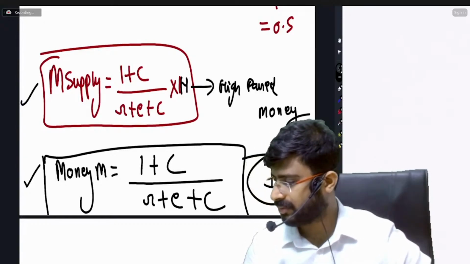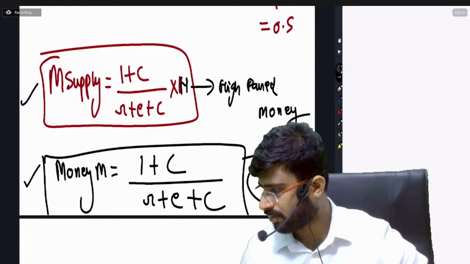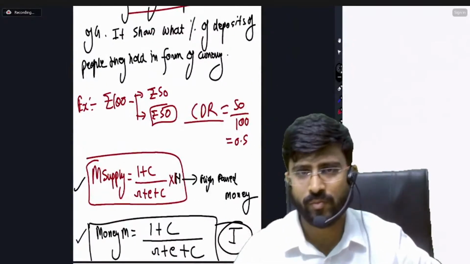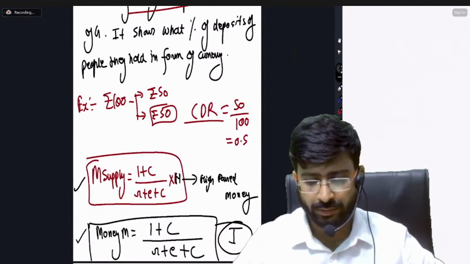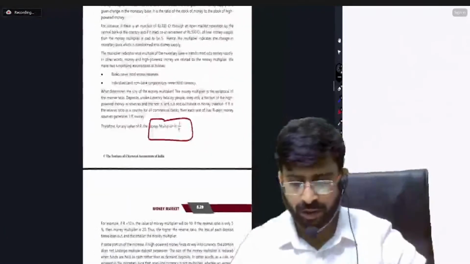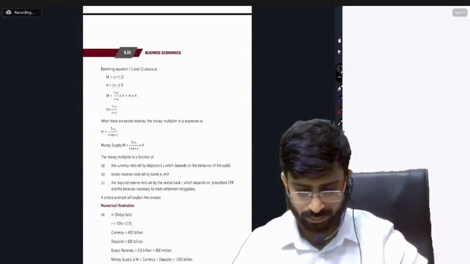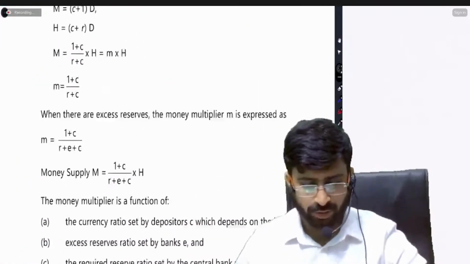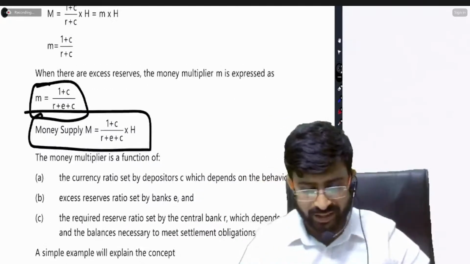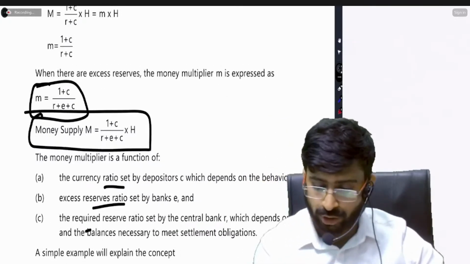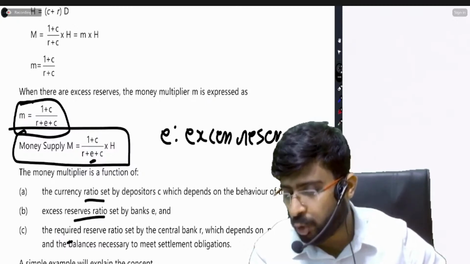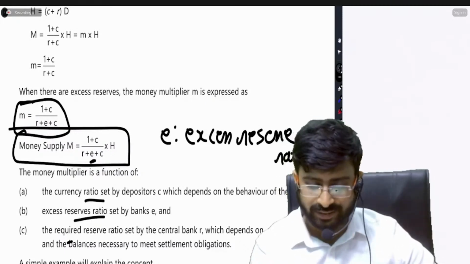Here it is. First of all, you see, I have told you that money multiplier and money supply depend on three things: currency ratio and so on. So now your question was, what is E? E is the excess reserve ratio. Excess reserve means whatever extra you are holding.